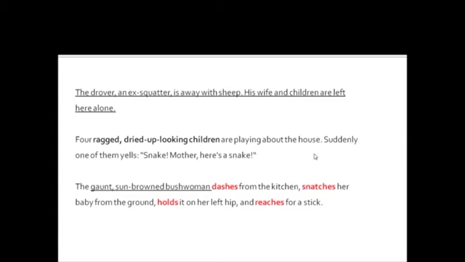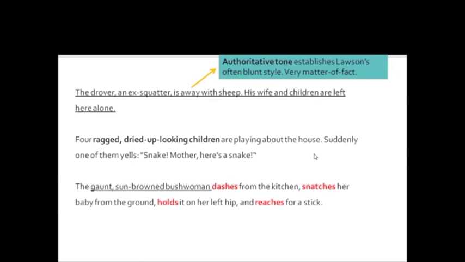Okay, moving on to the next slide. So here we have the entry of the snake and the family's reaction. There is an authoritative tone established right away. Lawson is quite blunt, usually very direct, and what I like to call very matter of fact. This is, I guess, his signature and his style of writing.